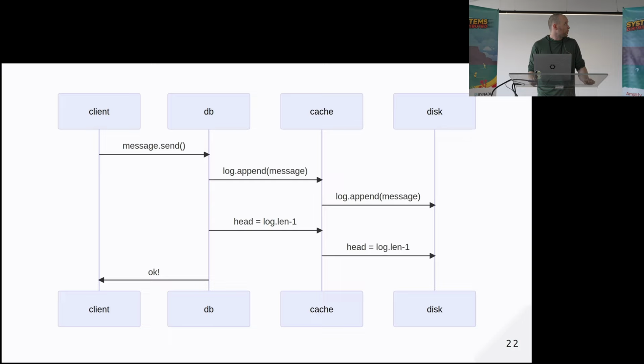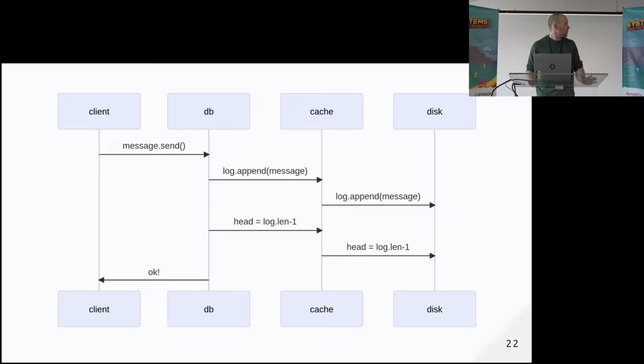So the database says to the cache, I want you to append this message to the log, and the cache says to the disk to actually commit this write. And the database says to the cache, I want to update the value of the head variable. And that makes its way to the disk. And the database responds to the client, like, OK, great, we did all the work. You can rely on us always having this message in future. And this probably will work fine if you're just testing this in kind of an ad hoc way.